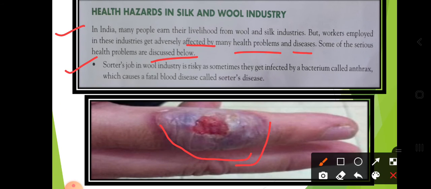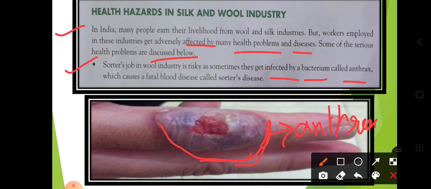Which is the main disease they come across? They come across anthrax. Sorters are the workers who sort the wool or silk, and they get this type of disease. The sorters' job in the wool industry is risky, as sometimes they get infected by a bacterium. As you know, hair contains lots of bacteria, so sometimes they get affected.